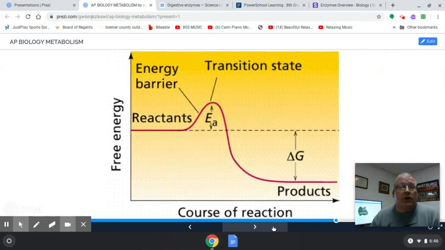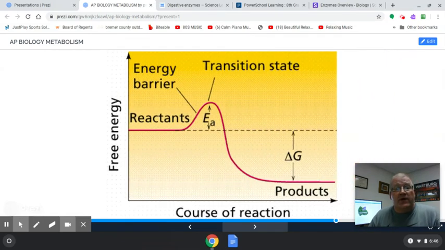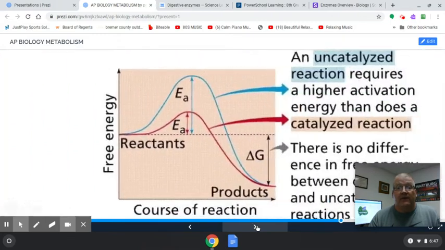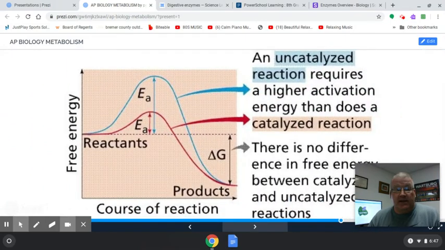How do enzymes work? Enzymes work by reducing the activation energy in a reaction. So here we have a typical graph of a reaction. Here we have the reactants. On the right-hand side, we have the products. Okay? And this insurmountable energy hill is referred to as the E sub A, or energy of activation. What the enzyme does is lowers that E sub A.